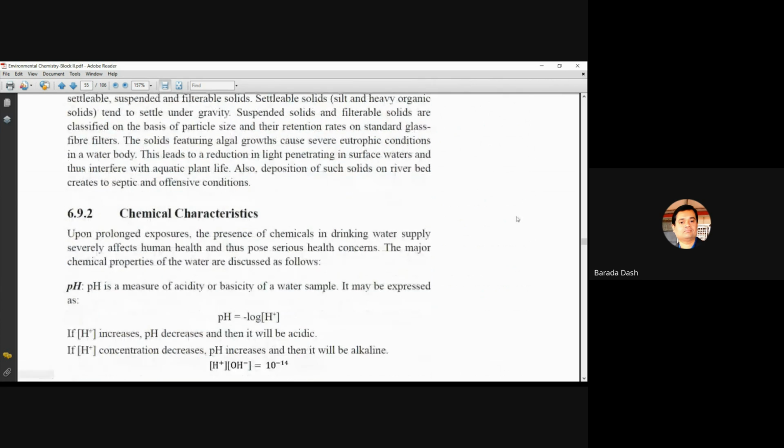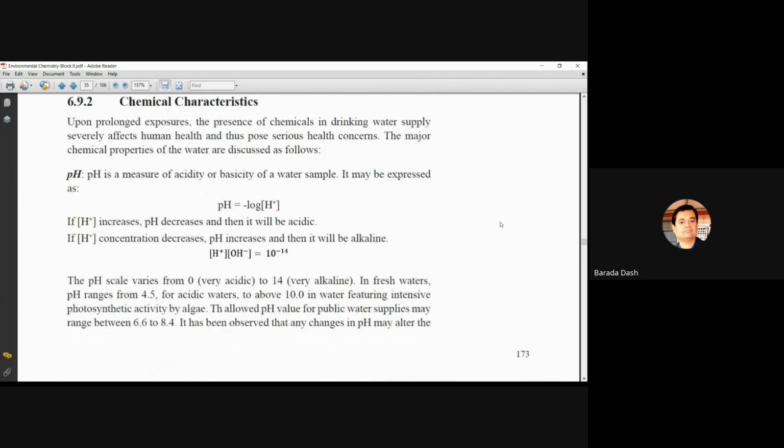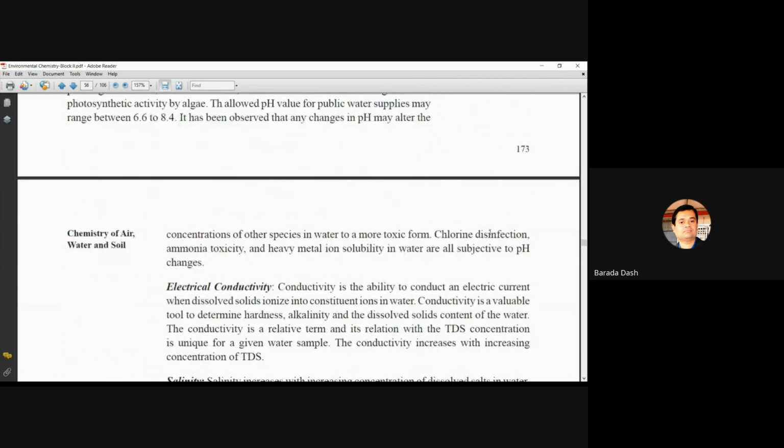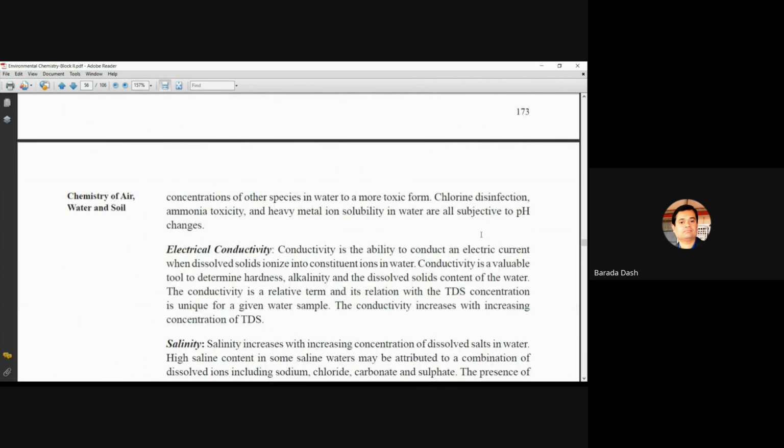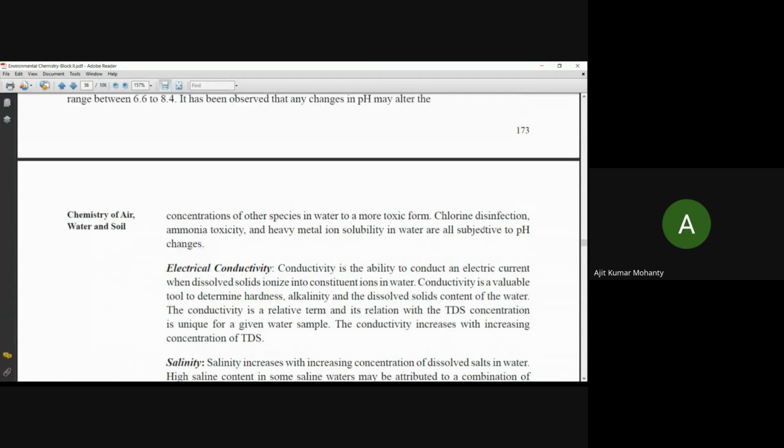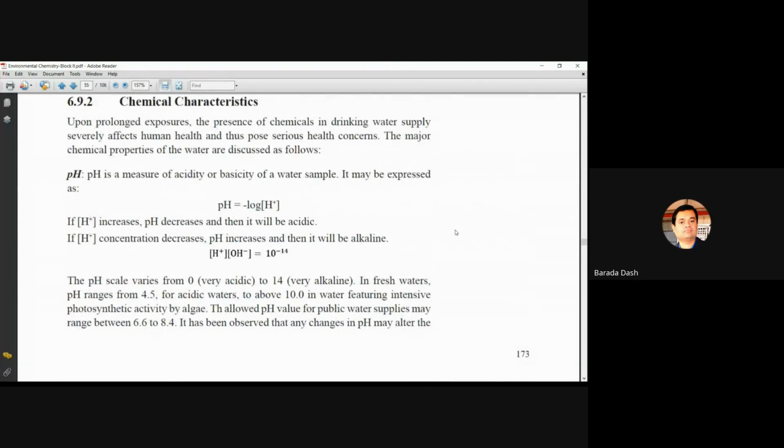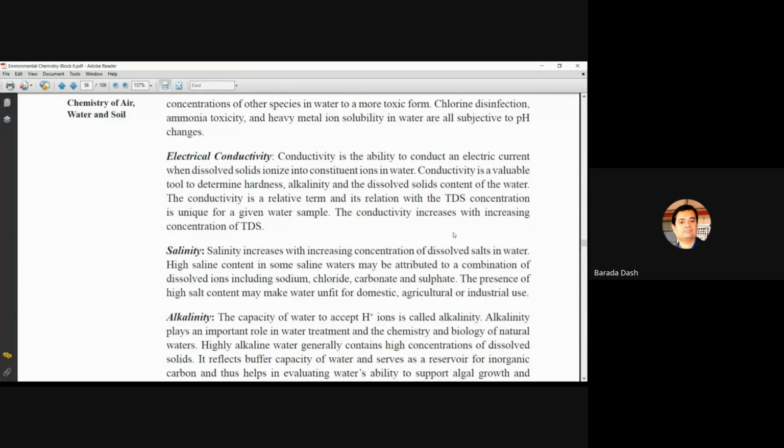Next is chemical characteristics like your pH. You know already, pH is basically neutral at around 7. If it is higher than 7, it is basic. If it is less than 7, it is acidic. Am I audible to all of you? Yes, sir. So these are the chemical characteristics. Then next is electrical conductivity and salinity. Salinity means how much salt content is there.